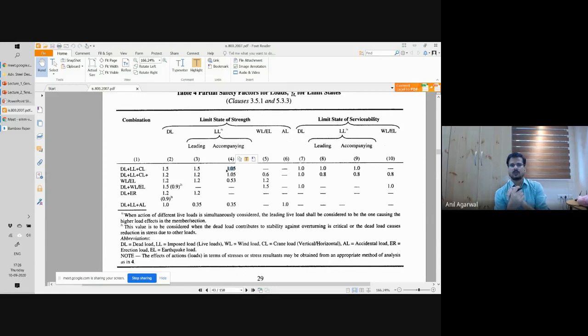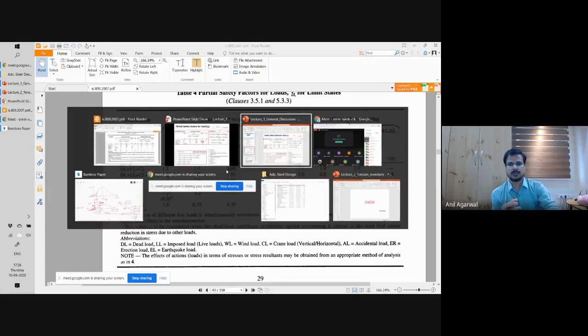Similarly, there is fire load also. The code does not deal with it here in this common chapter, but it talks about that in a separate chapter. There is a separate chapter in IS 800 on fire loads. There it talks about it. All right, folks. Any other questions?